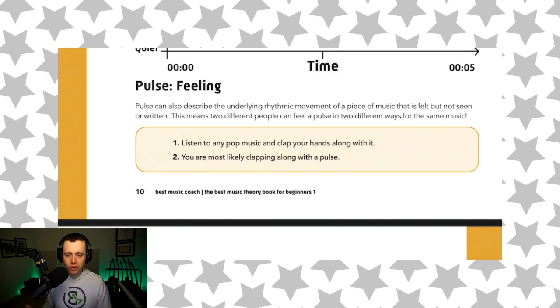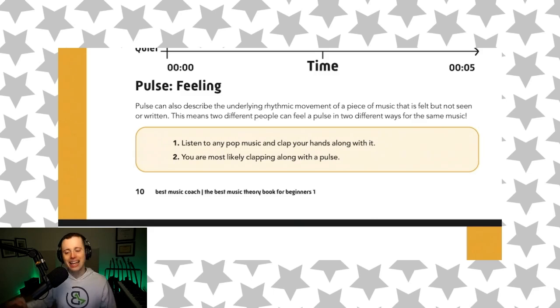Pulse is subjective. You might feel the pulse as being here. Now, can you feel where I'm clapping? It makes sense. It feels right. This also feels right. As does this. So pulse is subjective, and this is the other meaning of the word pulse. So if you hear a piece of music and you nod your head with the music or you clap with the music, this is the pulse.